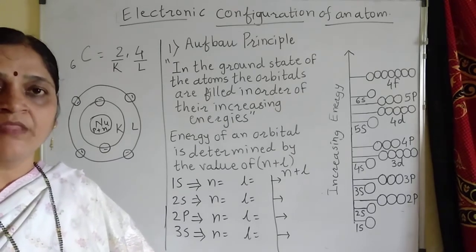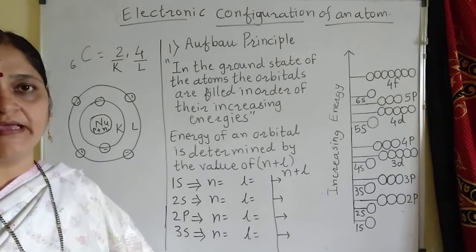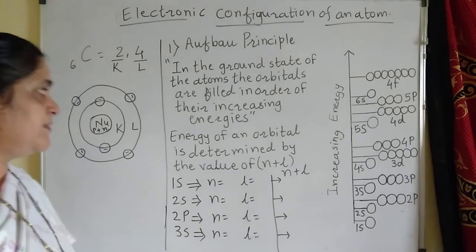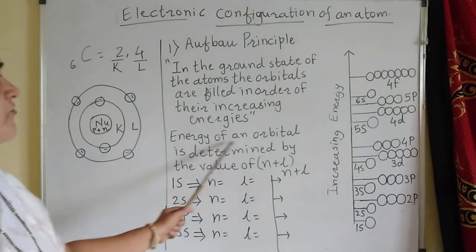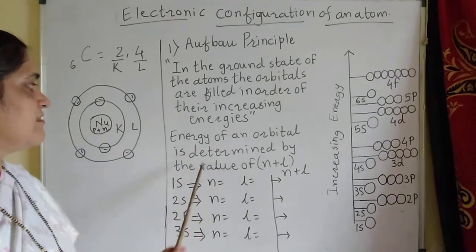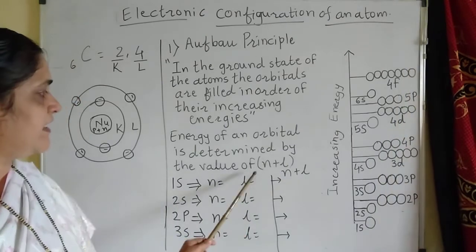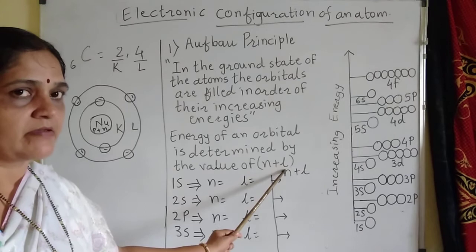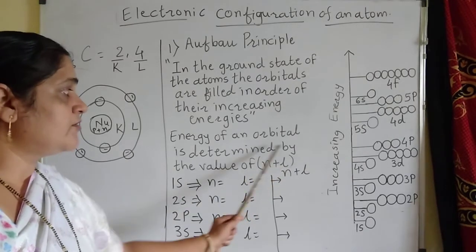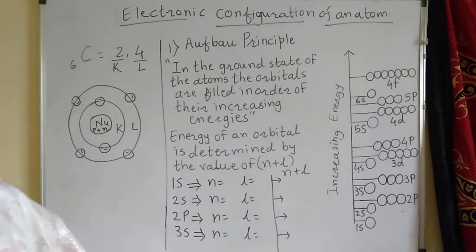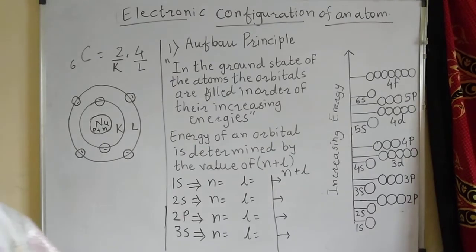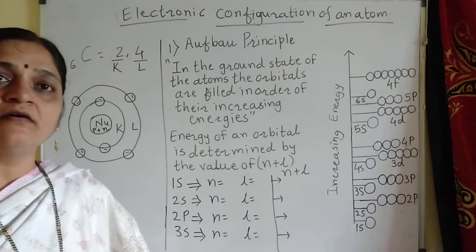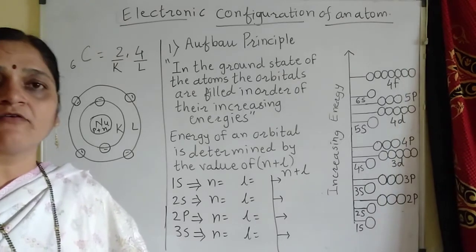Now how can you determine the value of the energy for a particular orbital? There is a formula: the energy of an orbital is determined by the value of n plus l, where n is the principal quantum number and l is the angular momentum quantum number. According to the value of n plus l, we decide which orbital has the lowest energy and which orbital has the highest energy. Right? So here the electrons will also be filled according to that.